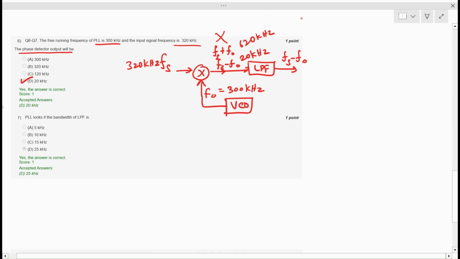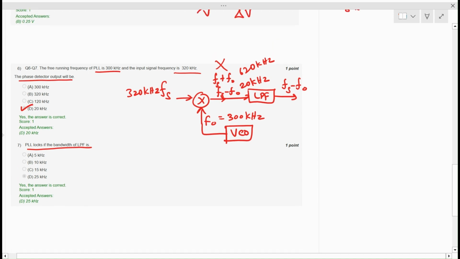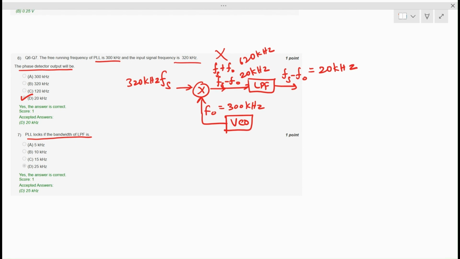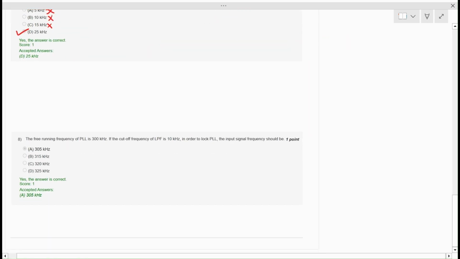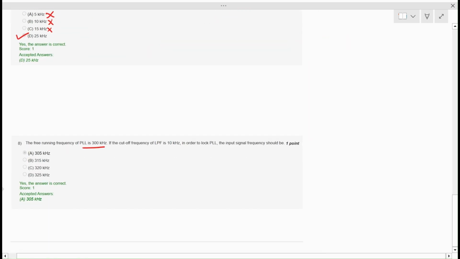And PLL gets locked depending on the low pass filter value. In the above discussion, Fs equals 320 kilohertz and F0 equals 300 kilohertz, and the product will be Fs plus F0 and Fs minus F0. The low pass filter will allow only Fs minus F0, and that has to be 20 kilohertz. So the low pass filter cutoff should be greater than 20 kilohertz. In that case only, the 20 kilohertz signal will be allowed. So 5 kilohertz is not possible, 10 is not possible, 15 is not possible. Only 25 kilohertz cutoff frequency is possible. Therefore, option 25.